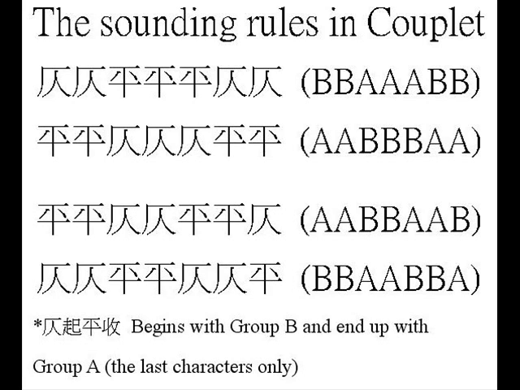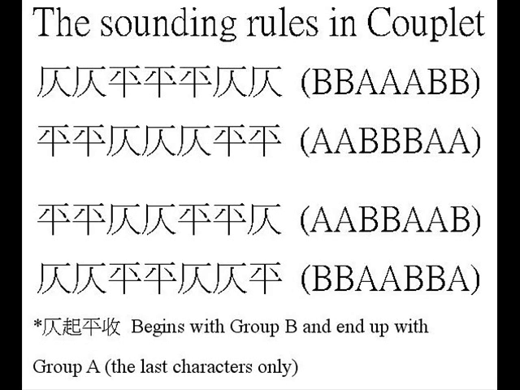Now the sounding rule. There are only 2 patterns. The upper sentence is B, B, A, B, B, and then in the lower sentence it is A, B, B, B, A. This is the first pattern. The second pattern is A, B, B, A in the upper sentence, and the lower sentence is B, B, A, B, B, A.